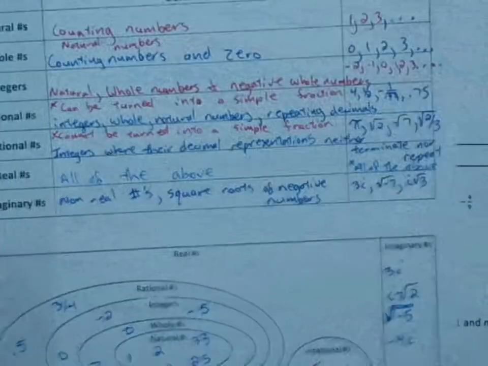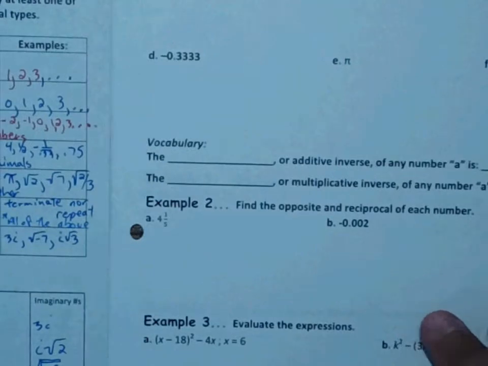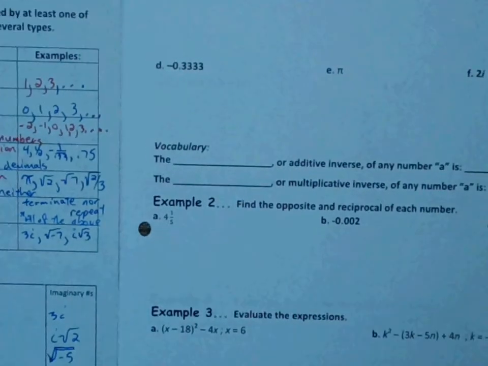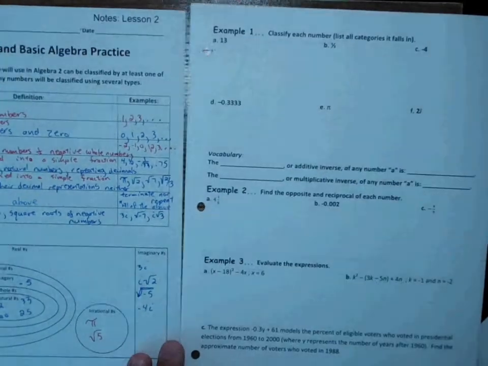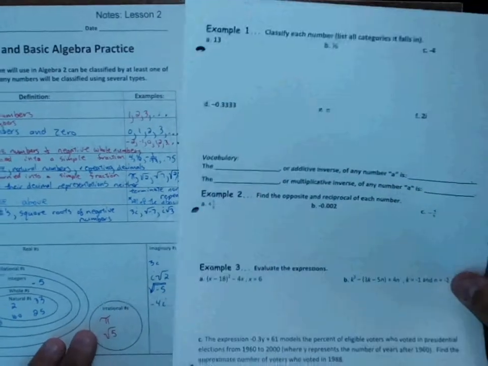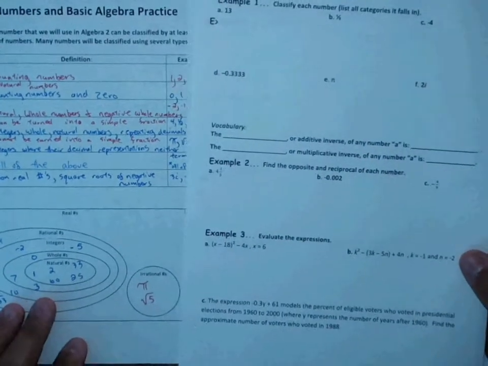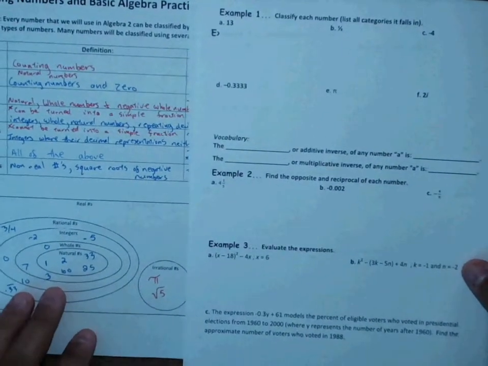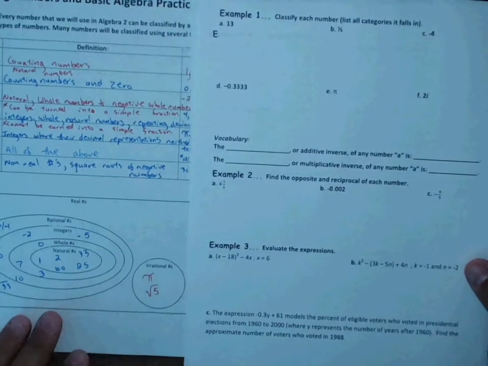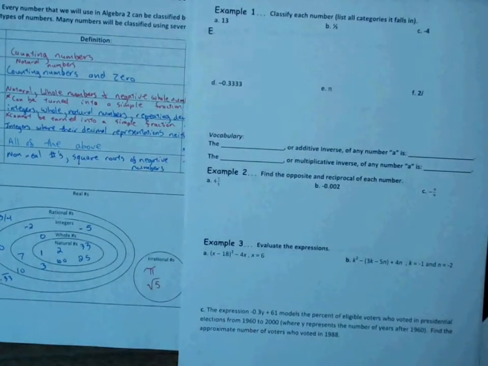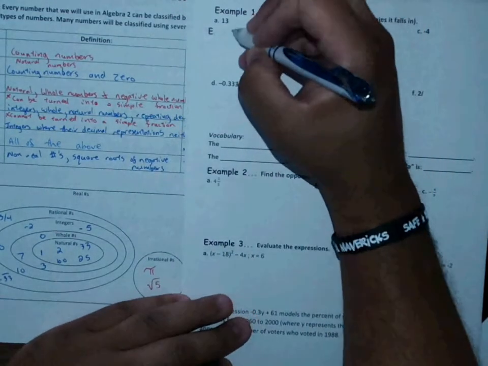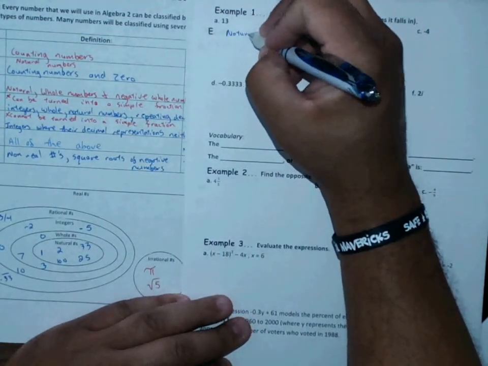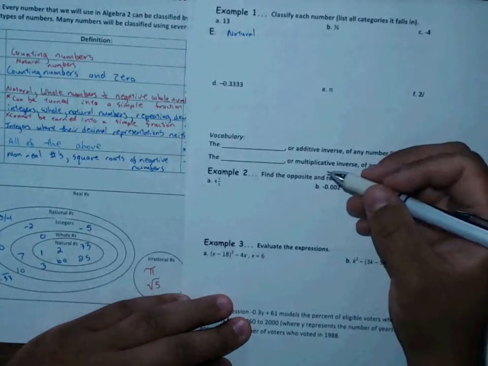So we're going to go through a few examples where we're actually classifying. And I'm going to zoom out a bit just so that we can have our charts next to the examples that we're doing to make it a little bit easier. So for number 1a, 13, again, it is a natural number. We would count with the number 13. It's also a whole number.